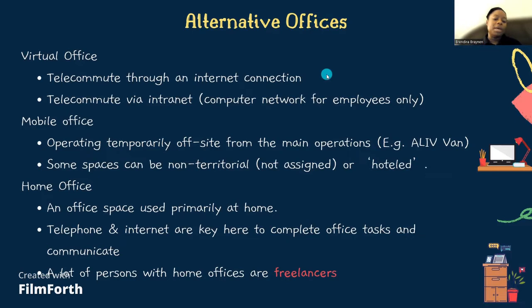When we look at a mobile office, they are operating temporarily off site from main operations. A good example of that is these vans from different businesses. For example, the Alive telephone company van. It's performing services. It's selling goods to customers. They can maybe pay their bills there. They can maybe check on their products there, but it's not attached to a physical building or the main office. That's an example of a mobile office.